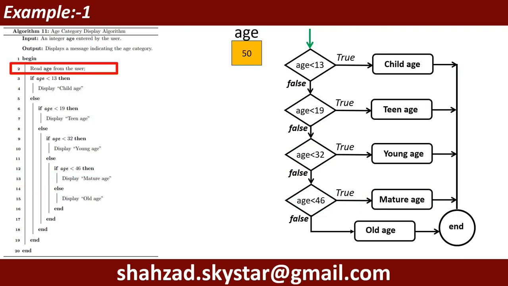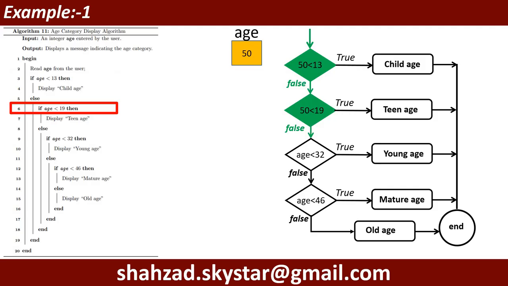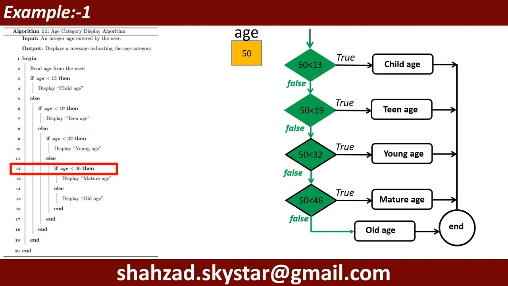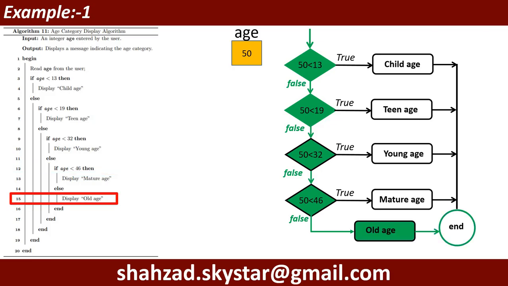Take another example, that is age is 50. In this example, 50 is less than 13, the condition is false. 50 is less than 19, the condition is false. 50 is less than 32, the condition is false, and then 50 is less than 46, the condition is false. In case of false, it will move to the else statement, that is old age, and it will display end.